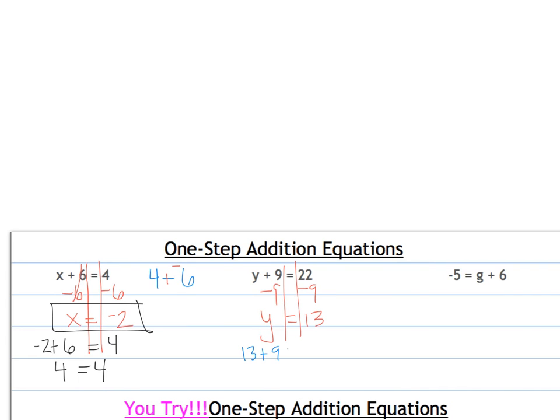13 plus 9 is equal to 22. I know that if I added 10, it'd be 23. 9 is 1 less than 10. So 22 does equal 22. My solution of 13 is correct.